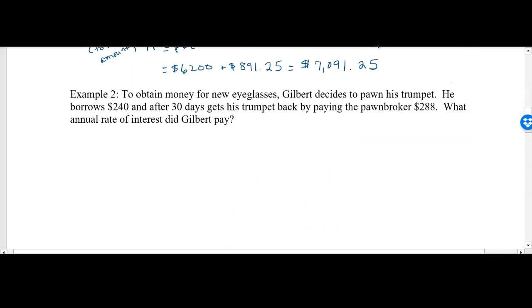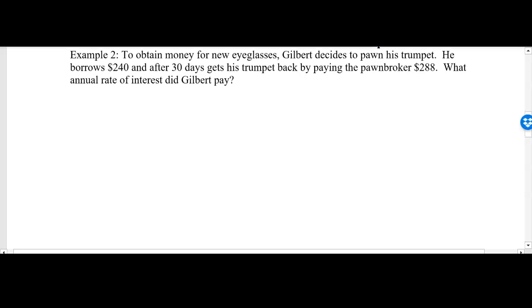All right, let's try another example. To obtain money for new eyeglasses, Gilbert decides to pawn his trumpet. He borrows $240 and after 30 days gets his trumpet back by paying the pawnbroker $288. What annual rate of interest did Gilbert pay?